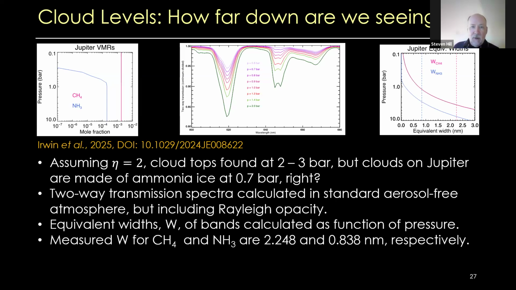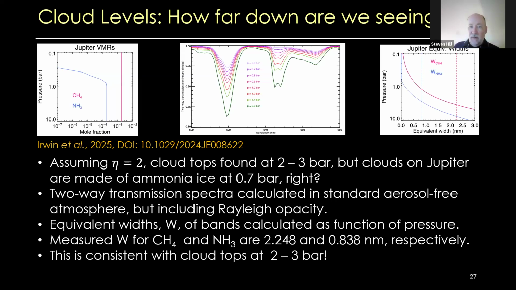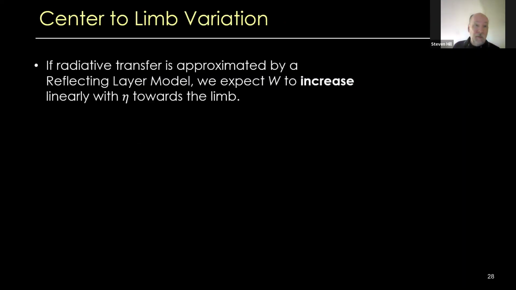And if you look at where the vertical dashed lines intersect the predicted curves, what you find is that that is consistent with cloud tops at 2 to 3 bar. So we've definitely got clear evidence of seeing the main cloud deck at about 2 to 3 bar.